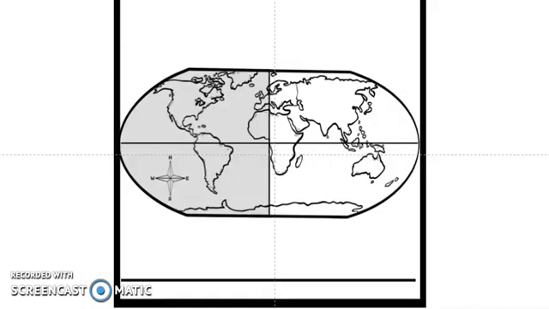Which imaginary line created this hemisphere? It's this one right here. What's the name of that? Very good. That is called the prime meridian. And so we knew this is east, so this must be, yes, west. And we live in the western hemisphere. So you can tell your parents, I know that I live in the northern hemisphere, created by the equator, and the western hemisphere, created by the prime meridian.